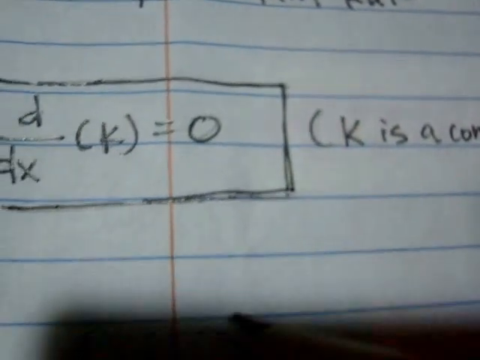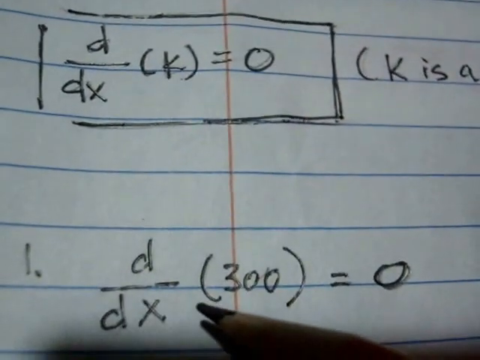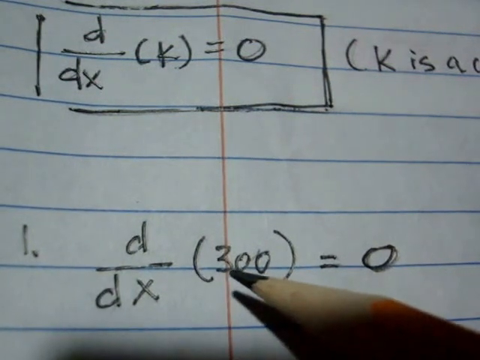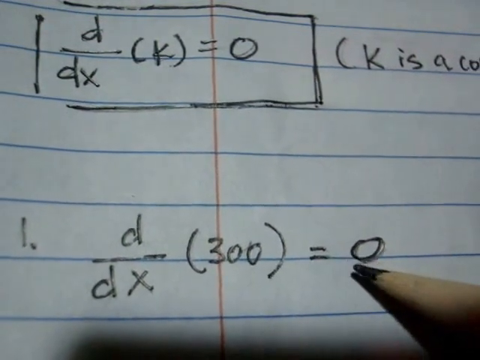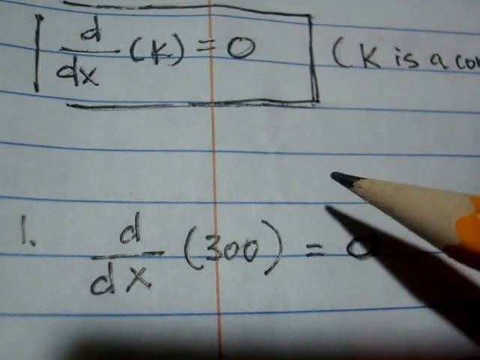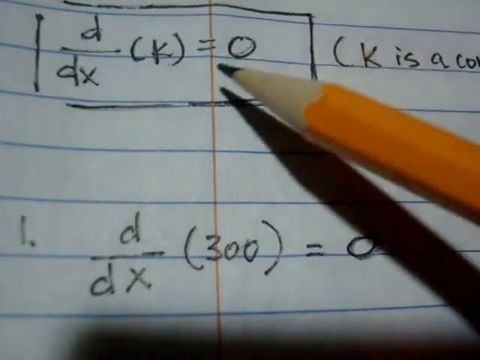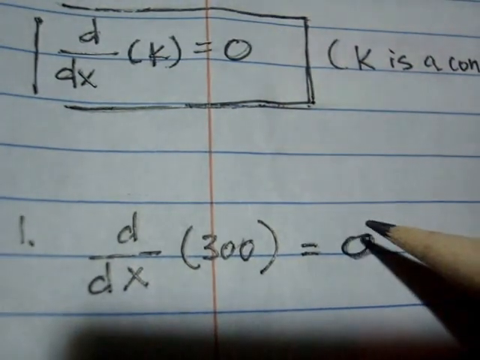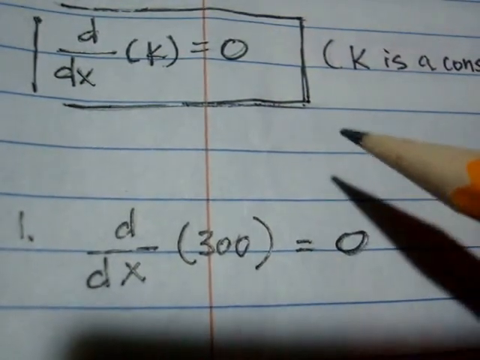Let's say that you're given this question. They want us to find the derivative of 3000, and the answer becomes 0, because according to the formula, every time you have a constant number, the answer will be 0. And how is that possible?